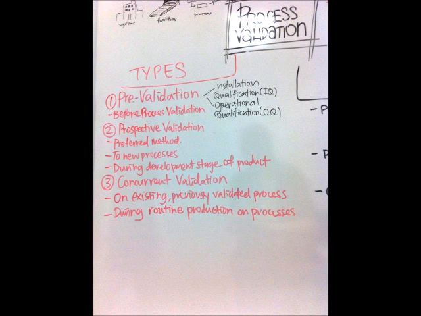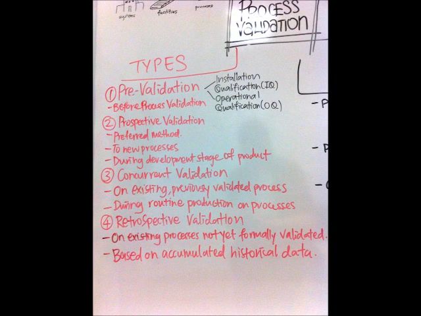Okay, next, how about the retrospective validation? Well, retrospective validation is interesting because it's already quite obsolete nowadays. It is based on analysis of accumulated historical data of earlier manufacturers. It applies to existing processes that have not undergone formal validation, so it's only acceptable to well-established processes.